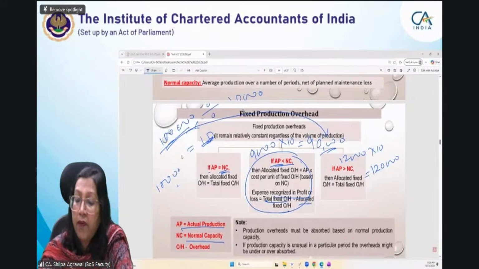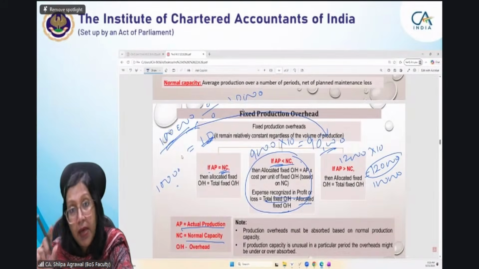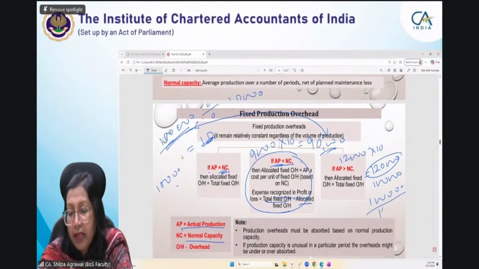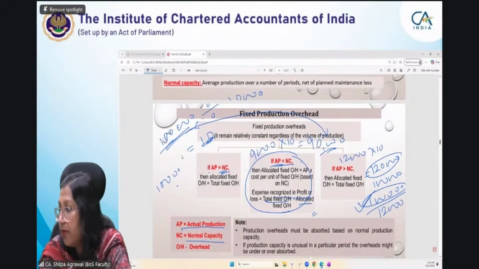So here we can only allocate the 1 lakh incurred. In that case, what will happen? Per unit fixed overhead cost will reduce. So how much will it be? 1 lakh divided by 12,000, because we cannot allocate more than 1 lakh. So per unit cost will reduce. What will come? I want the answer from everybody. 1 lakh divided by 12,000, what will be the answer?